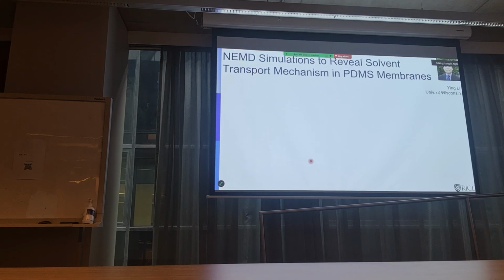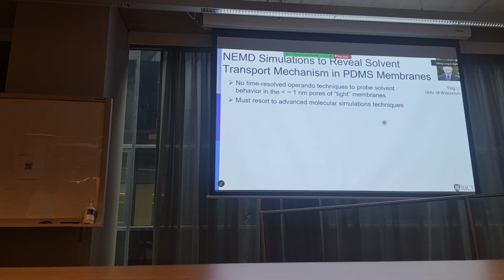And so again, simulations were done in collaboration with Ying Li from the University of Wisconsin. He's an expert in molecular dynamic simulations. We don't know what's happening inside the membrane. Again, there are very, very small pores. There is no experimental technique to know what's going on there. So we cannot continue with this debate, if it's solution diffusion or pore flow, because we can say, oh, we don't know what's inside. We can know what's inside if you do molecular dynamic simulations correctly. And molecular dynamic simulations will give you information on what's happening inside. So this is why we need molecular simulations.